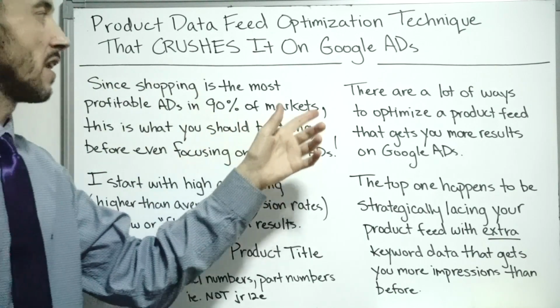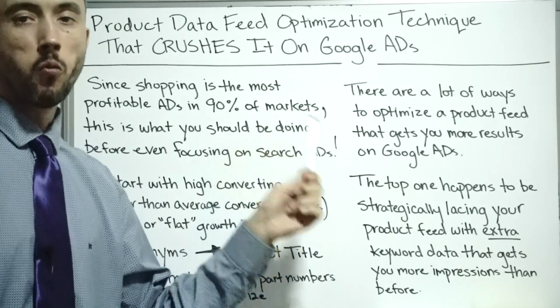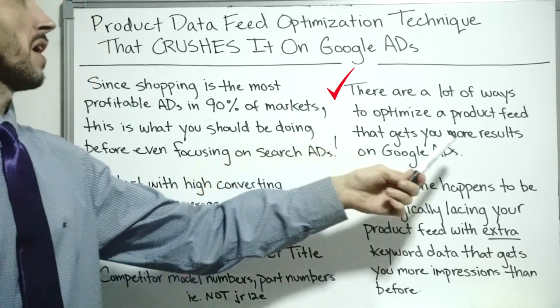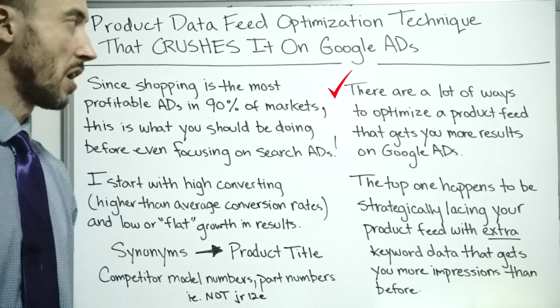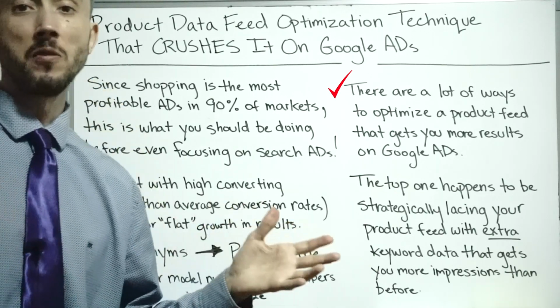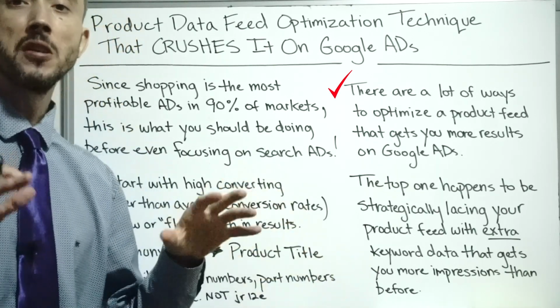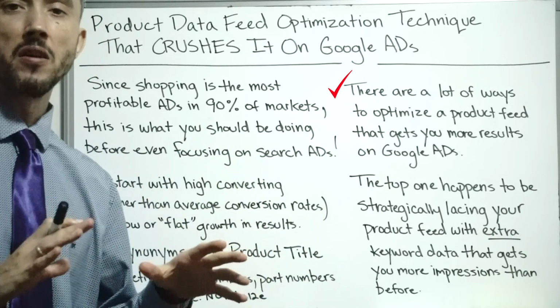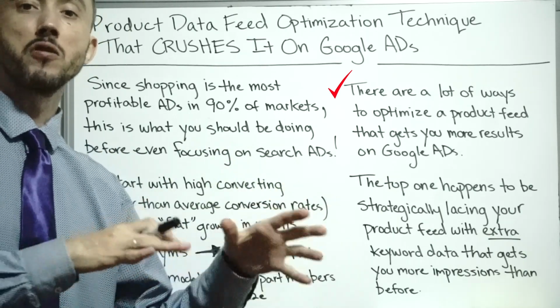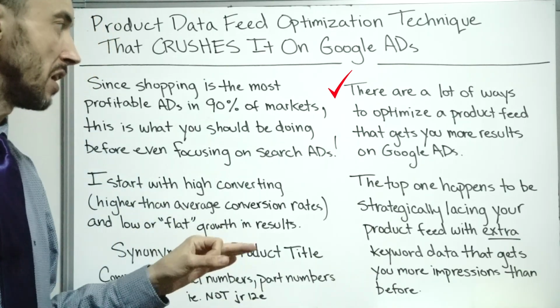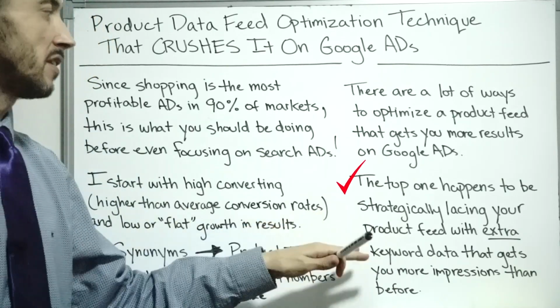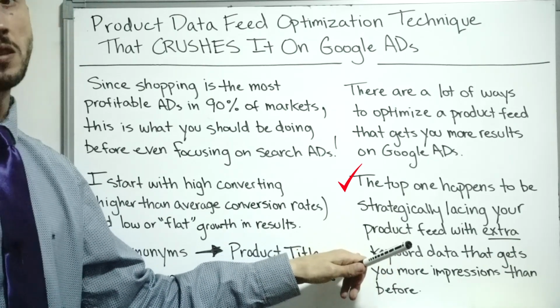So with that said, there are a lot of ways to optimize a product feed that get you more results on Google Ads. You can obviously fix any errors. What this particular video is about, though, is in the category of adding extra or enhanced data to your product feed. Specifically, lacing your product feed with extra keyword data.